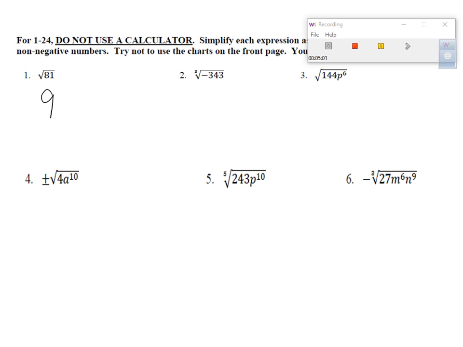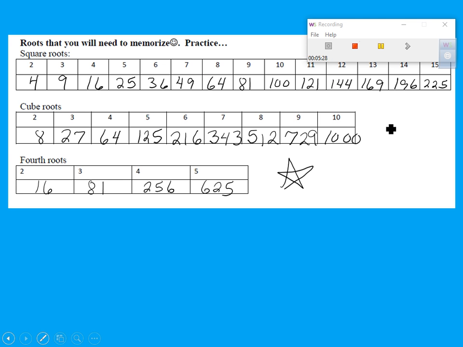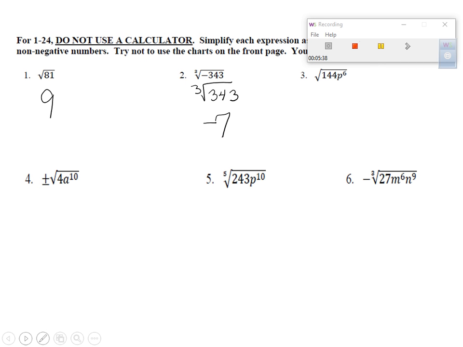Now look at number 2. It says the cube root of negative 343. If you look on your sheet, you have a cube root of positive 343. That number was 7. Well, to get the negative, I need a negative 7. If you go back and look at your little chart here, this one can contain positives or negatives. This one and this one cannot contain any negatives because of the even power. But the cube root one can.